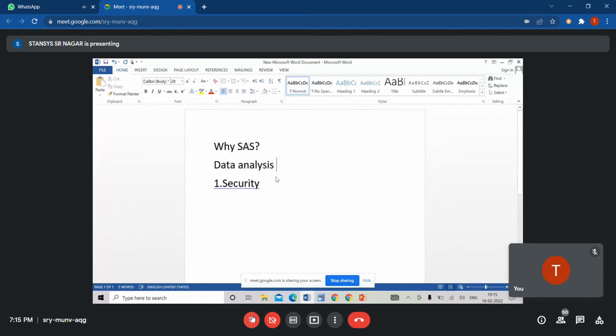Then in the market we have different software. Those are like big data. I think most of you have heard of these tools: big data, Hadoop, R language, Python.